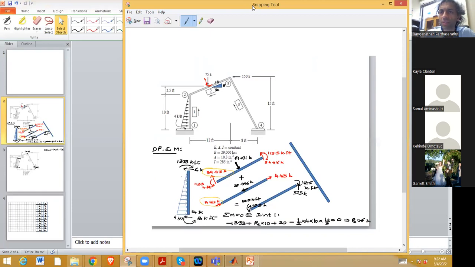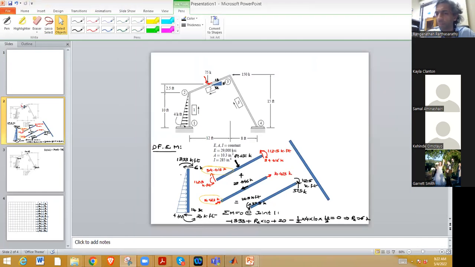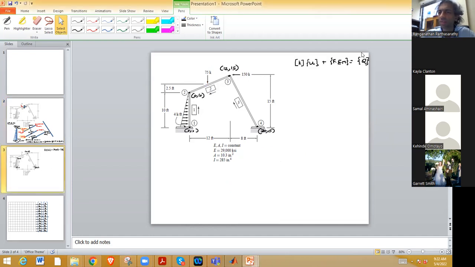Dr. Nathan. Yes. How did you get 37.5? This is 75 kips, right, Kehinde? So half of it will go to either side. 75 kips. Here is 75 kips, right? Okay, okay. Then what about the 150 here? The 150 kips there. Yeah, that's at the joint, so that will not come, that will come under when we enter the external load. It will come on the right side of the equation. Okay.